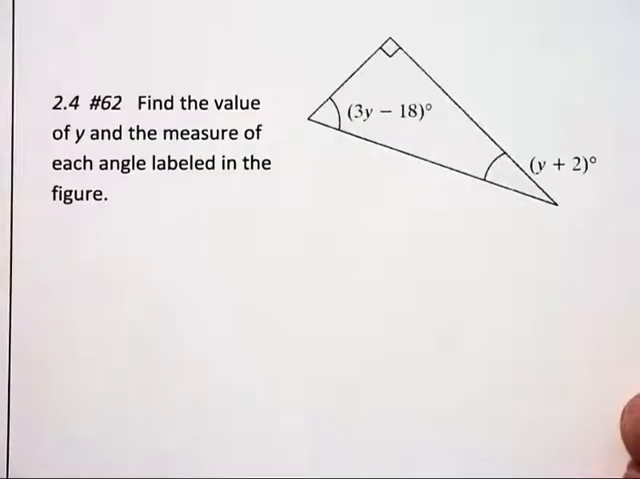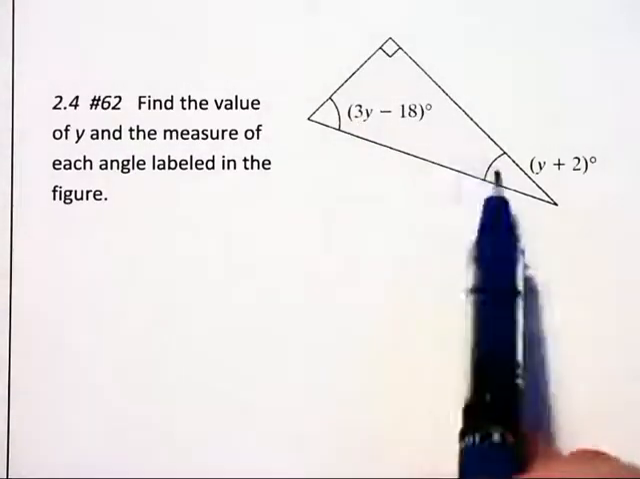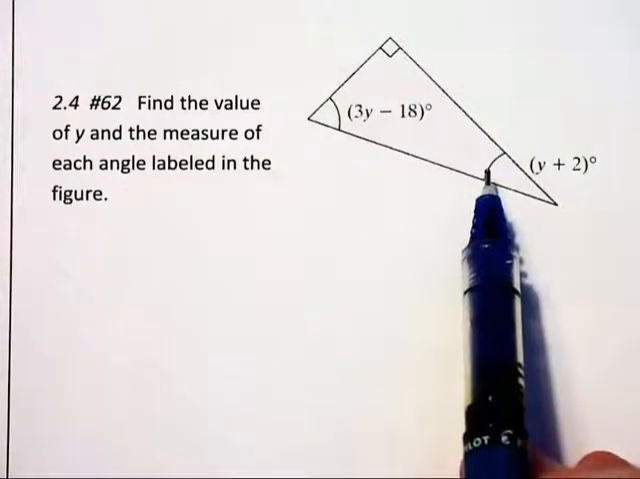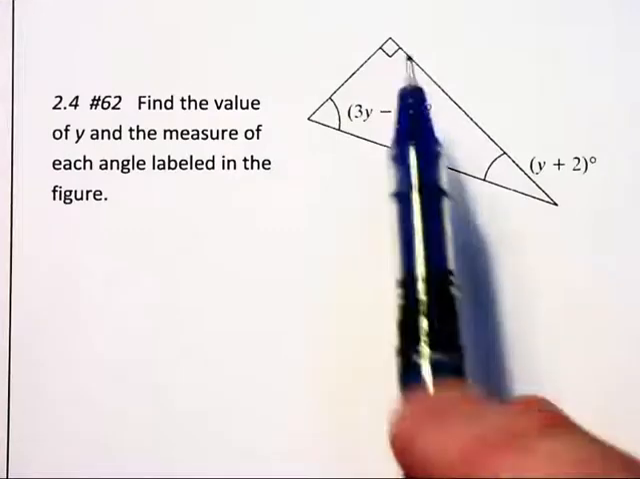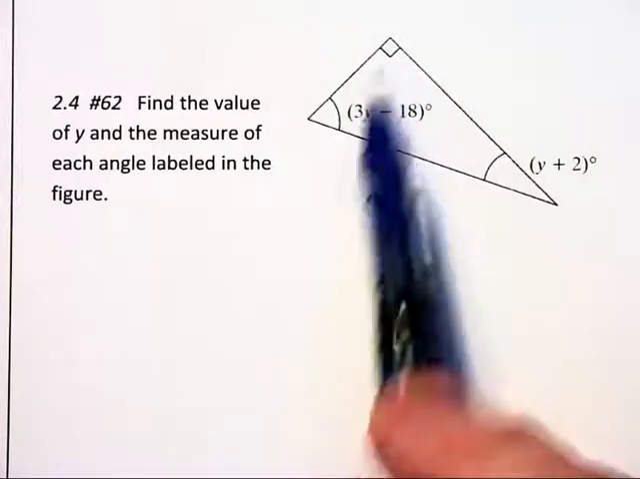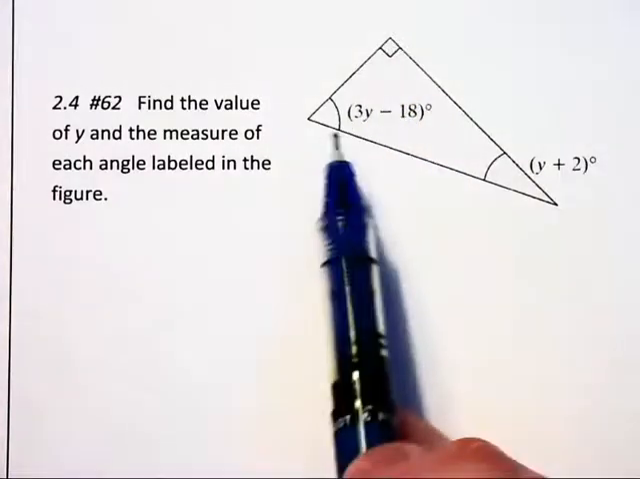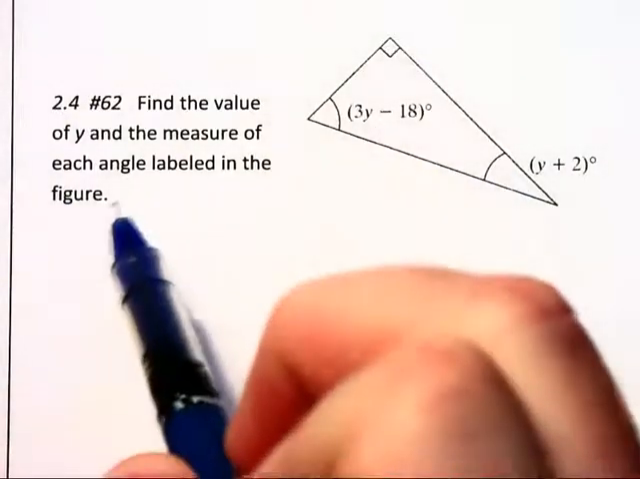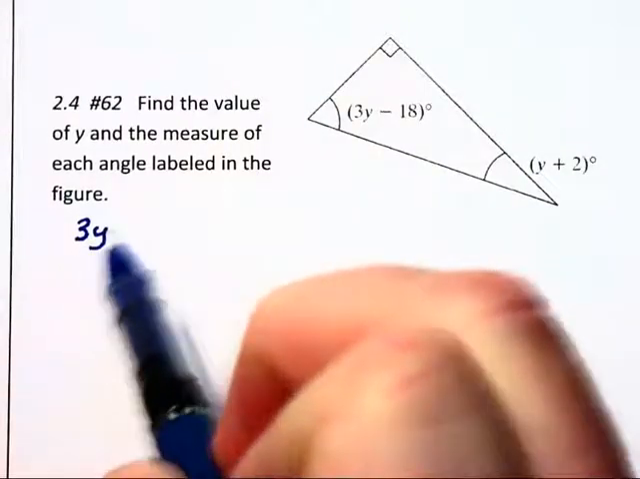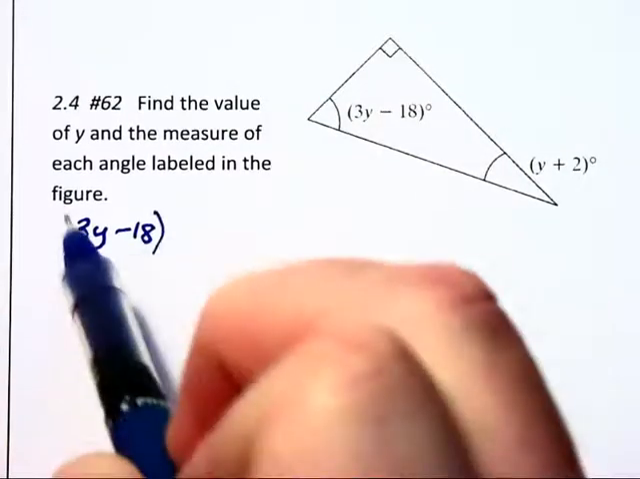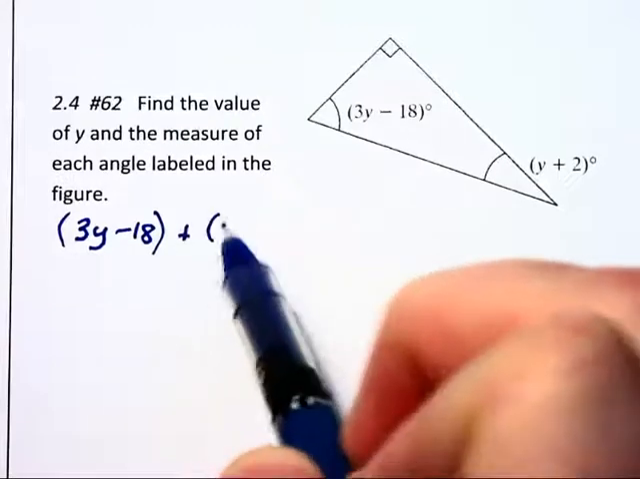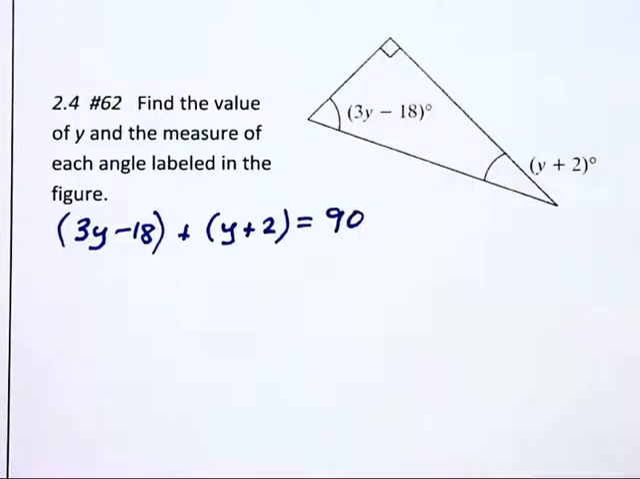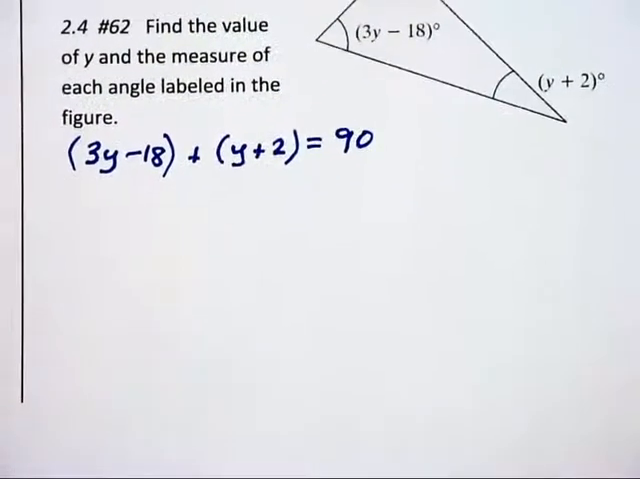In this last problem, we need to find the measure of these two angles, and we know that inside of a triangle there are 180 degrees. But if the right angle uses up 90 of the 180 degrees, that means there is 90 degrees left for the remaining two. So we are going to have 3y minus 18, I'll put that in parentheses, plus y plus 2 equal the remaining 90 degrees that are in the triangle.